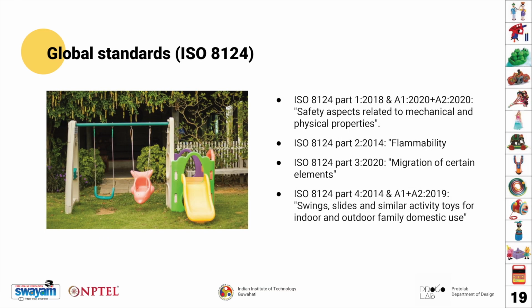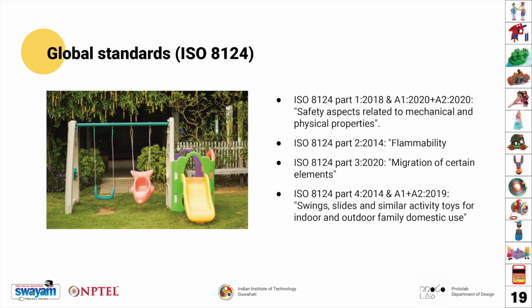F963. ISO 8124 Part 1, Amendment 1 and 2, safety aspects related to mechanical and physical properties. Part 1, with a few exceptions, covers all toys meant for children 14 years and younger. The focus of this section is on the physical and mechanical aspects of toys' various components. The standard published two amendments in 2020 to harmonize with ASTM F963 and EN71.